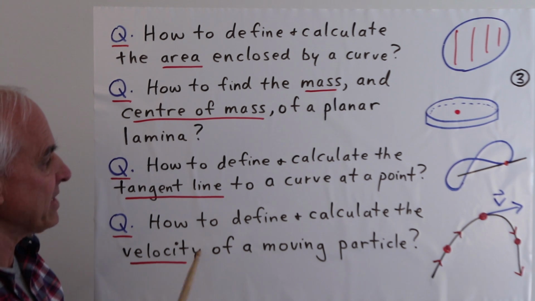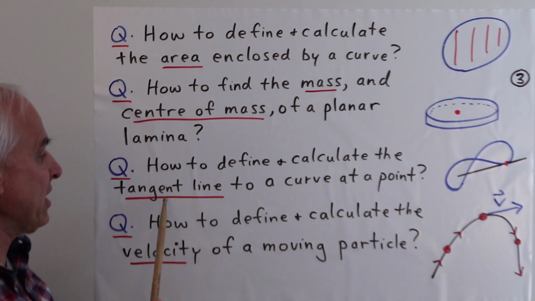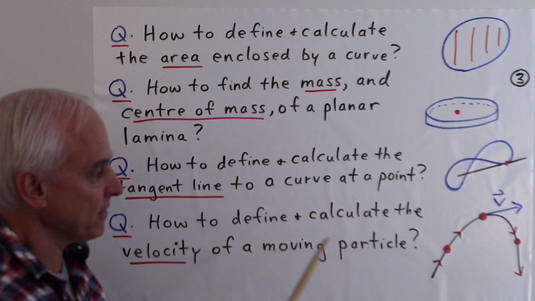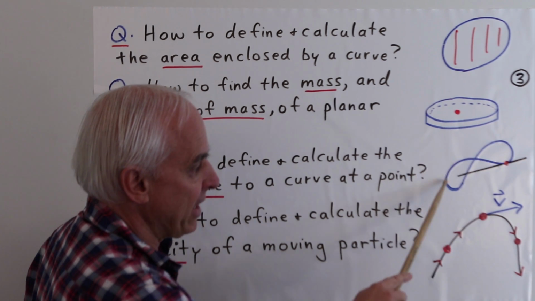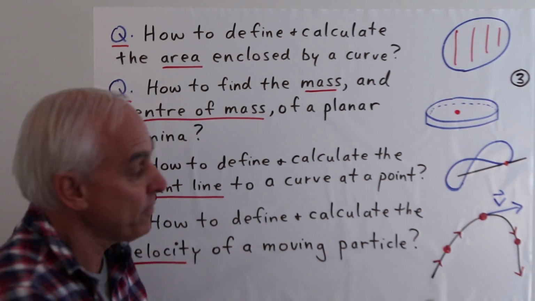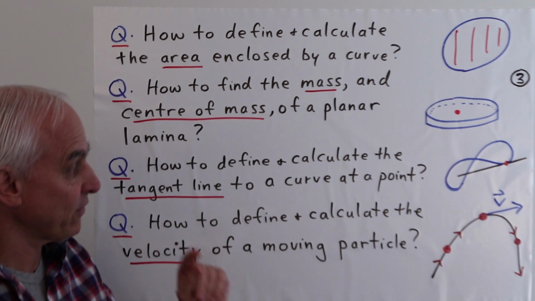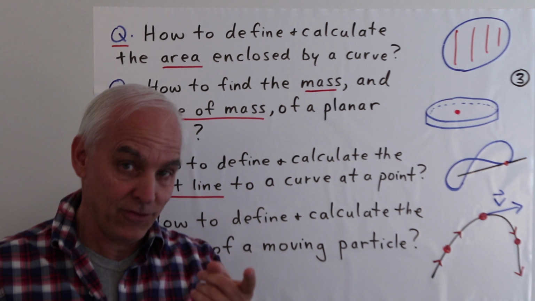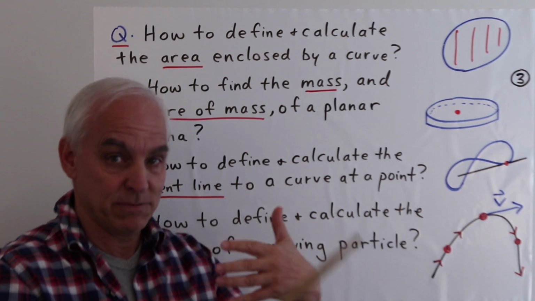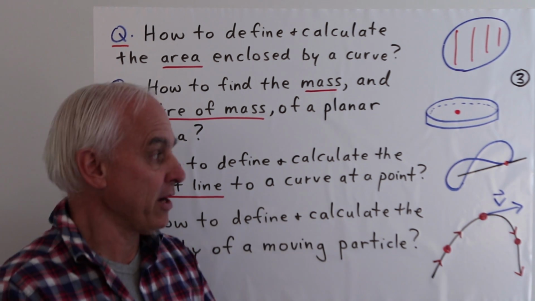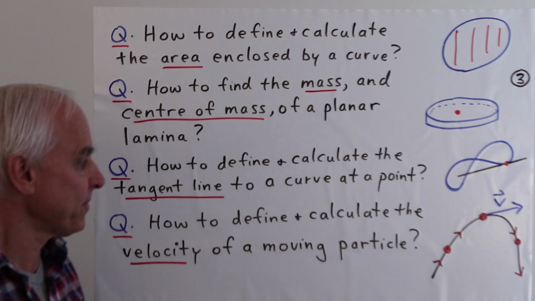Another motivating problem is, how do you define and calculate the tangent line to a curve at a point? Here's a curve in the plane, there's a point on the curve, and here we're seeing a tangent line. And the question is, first of all, how do you define what that is? And secondly, how do you actually explicitly find such a line given a curve at a point?